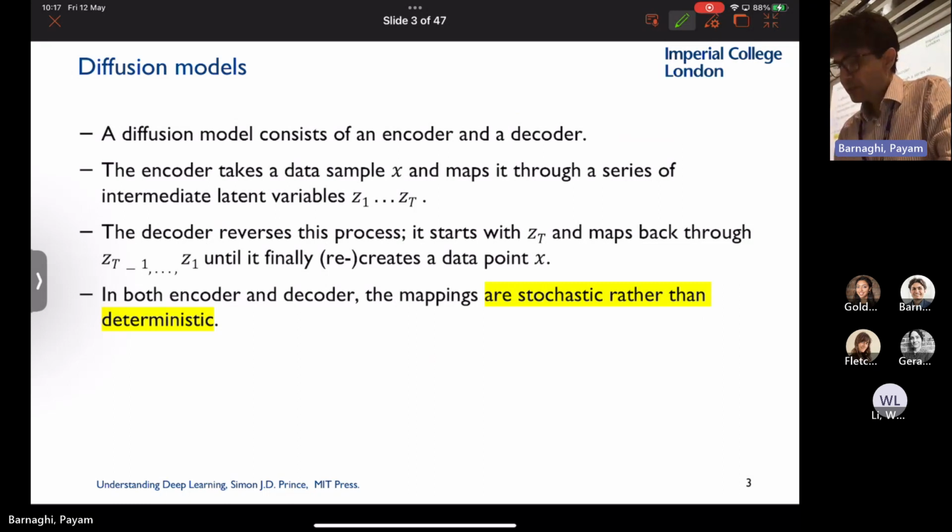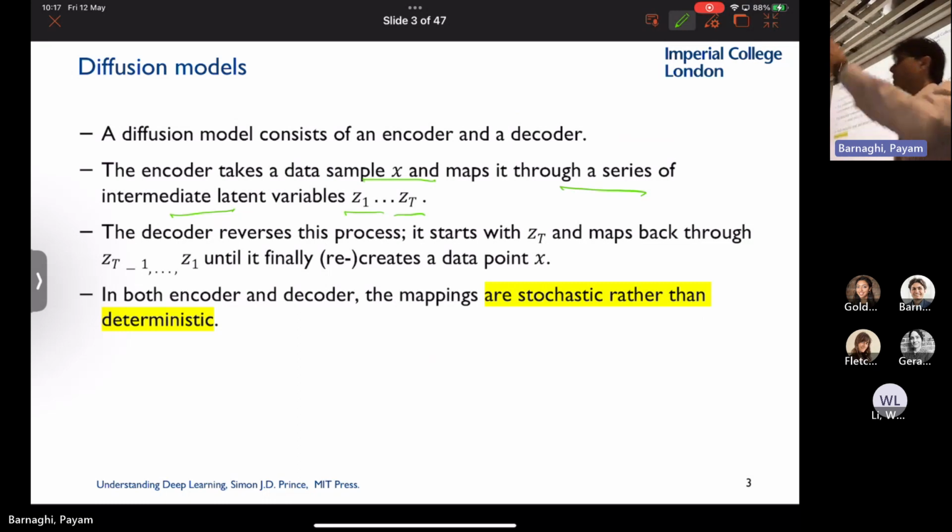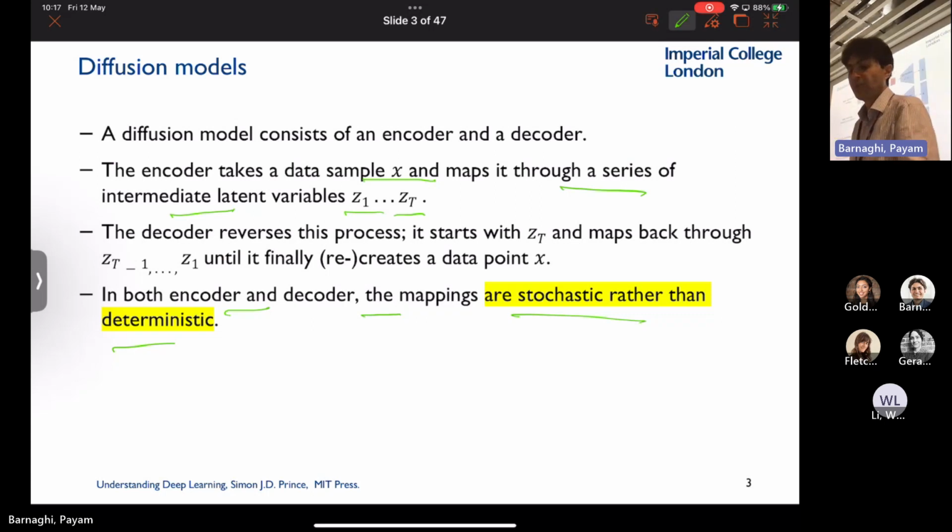In reality, now in mathematical terms, you're given a sample. You take a sample data X and you go through an intermediate latent space. Basically, at each of your time steps, it generates a latent representation of it, and you carry it on long enough to get to a Gaussian noise. Both encoder and decoder mappings are stochastic rather than deterministic. You're basically just adding noise to your data.